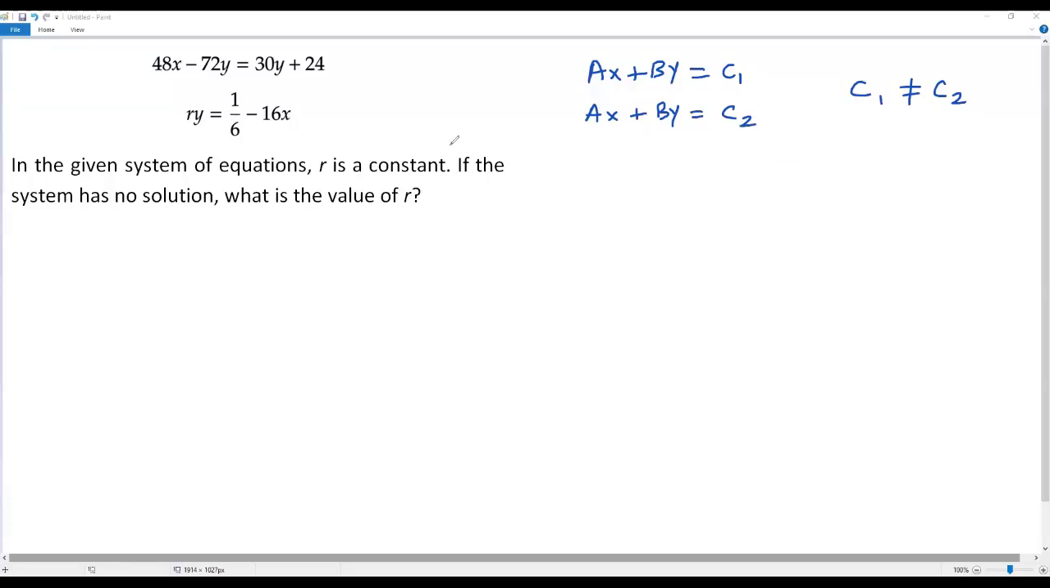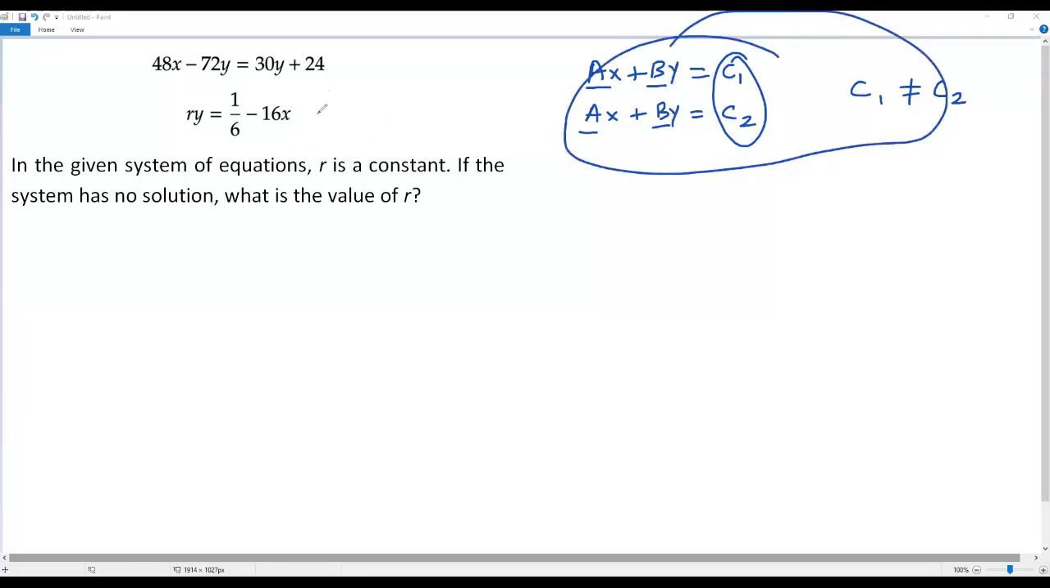Whenever two lines are parallel and we have the equations in standard form, the coefficient of x in both equations must be the same, and the same thing for y: the coefficient of y in both must be the same, but the constant terms on the right side must differ. Then we can decide that the two lines are parallel and the system has no solution. Okay, so now let's apply what we have discussed to the given two equations.